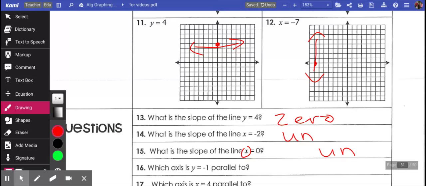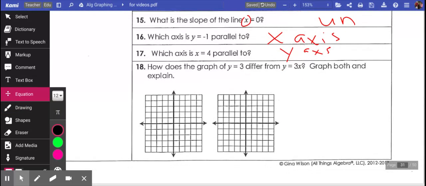Which axis is y equals -1 parallel to? So y equals -1 is going to be horizontal. So that's going to be parallel to the x-axis. Which axis is the other one parallel to? It's going to be the y-axis.